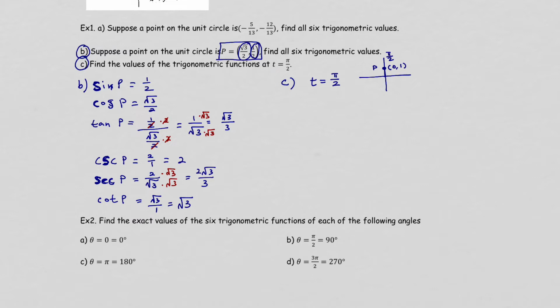So using that information to find sine of t, your y value of the coordinates of that point is going to be 1. Cosine t, the x value of the coordinates of the point, is 0. And tangent t is going to be 1 over 0. And since you cannot have 0 in the denominator of a fraction, this gives you undefined.